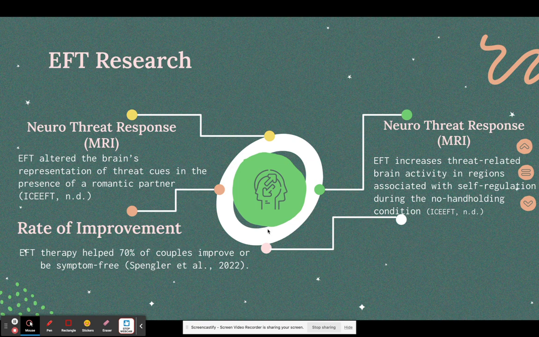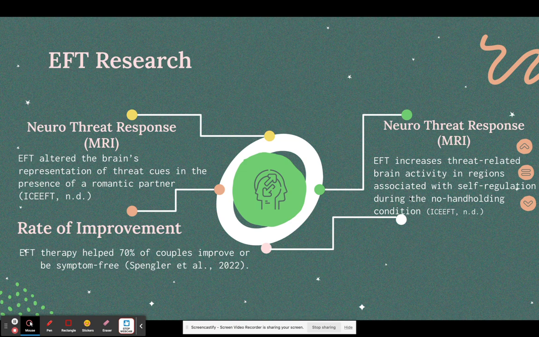And then in the same study, EFT increased threat related brain activity in regions associated with self regulation during the no hand holding condition. So in these experiments, they set some threatening cues, and then they went in the MRI to see how the brain responded, and there was activity, as well as with the hand holding and no hand holding during the therapy session. It also reflected in the MRI brain activity. So I thought that was very, very interesting.